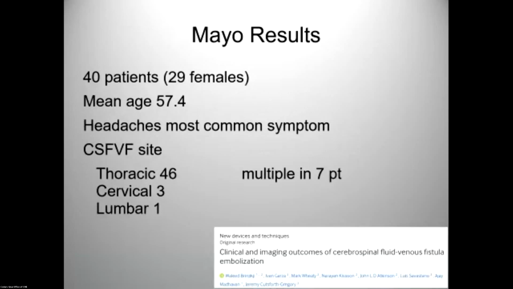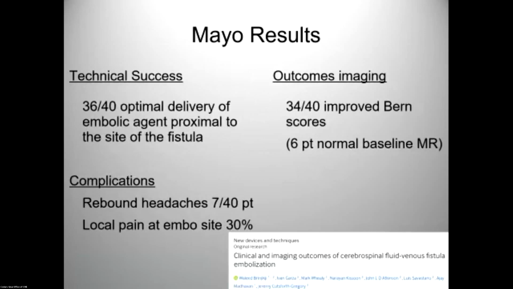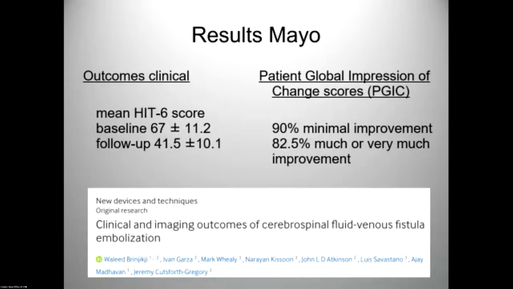When Dr. Brinjikji first presented this in the paper, he had 40 patients, similar distribution. He has more thoracic levels that he treated. And he had a better follow-up with outcome imaging, outcome HIT follow-up. He recorded 36 of 40 successful delivery of fistula glue and improved in 34 of 40 patients, and rebound headaches in 7 patients with local pain at the embolization site, which is a typical effect that I've seen in our patients.